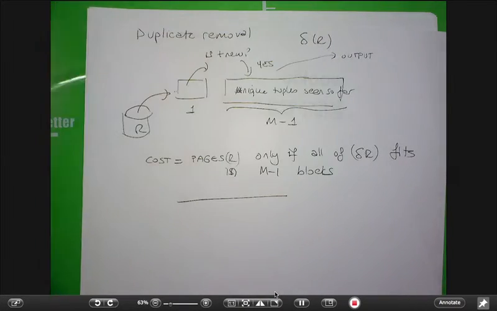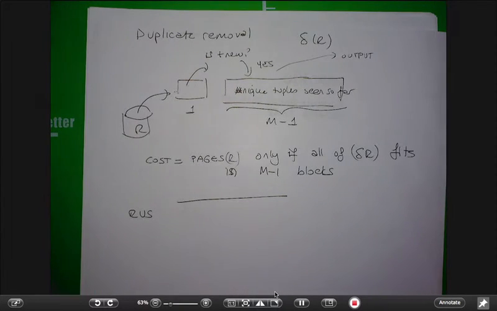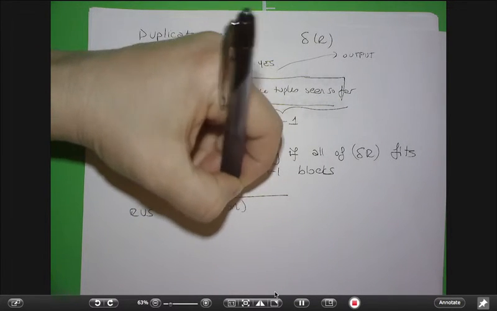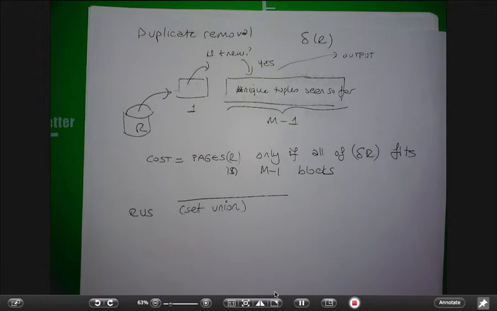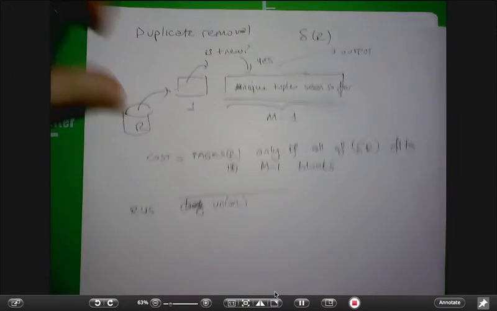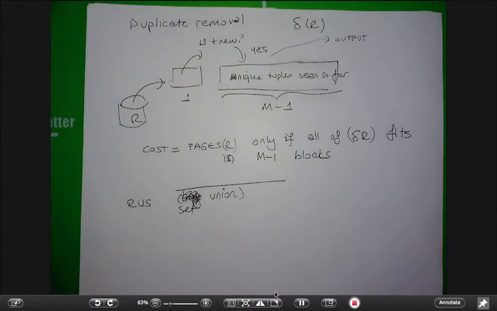All right, so let's do a couple more. Let's do R union S, but set union. Set union happens to be one of the simplest operators. Set union happens to be a special case of duplicate removal.